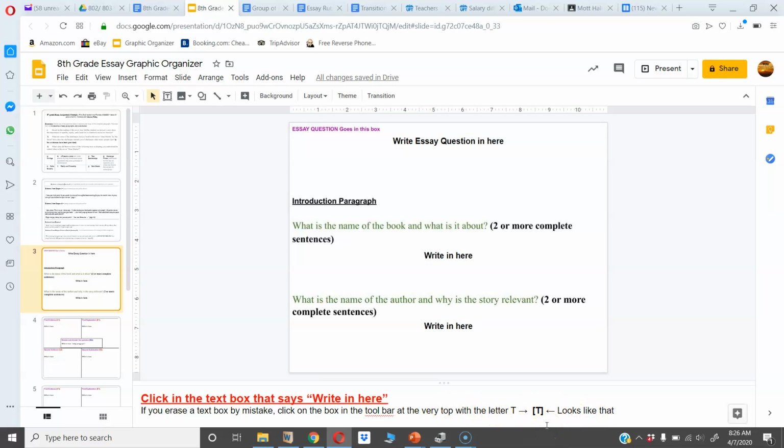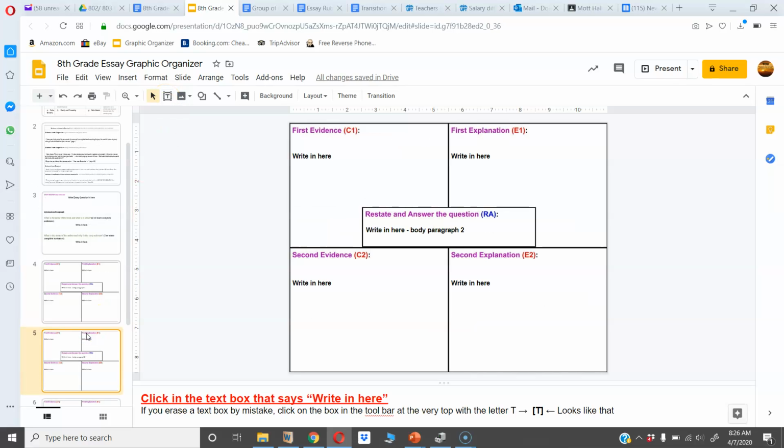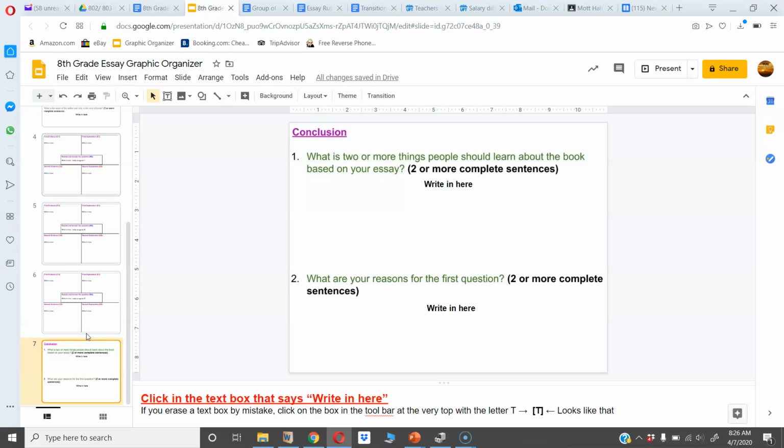Now, the toolbar, many of you might know, is at the top where it talks about the font, the size, all of that stuff, how you want to change up your letters. That's where the toolbar is. The T right here that says text box would be what you use. Moving on, and so forth. So that's pretty much the graphic organizer.